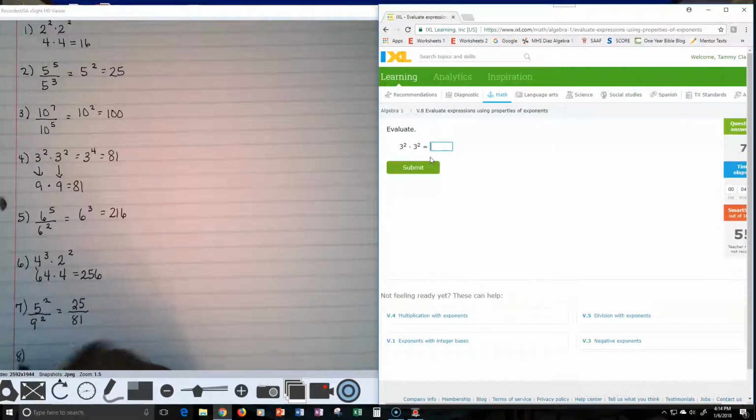Number 8, we have 3 squared times 3 squared, which we know is 3 to the 4th power, and that would be 81.